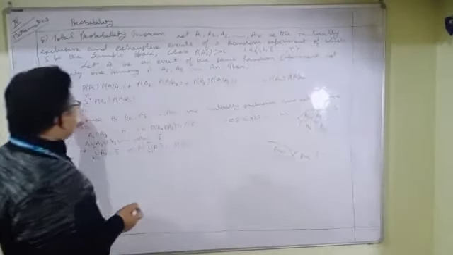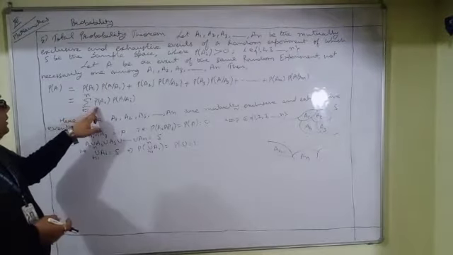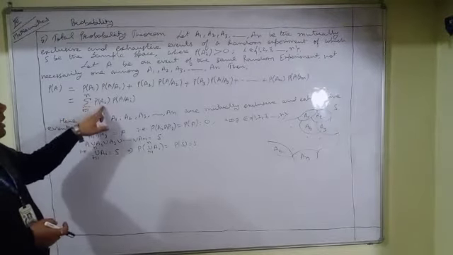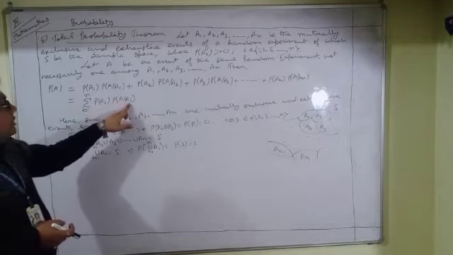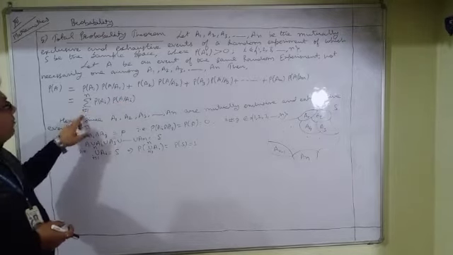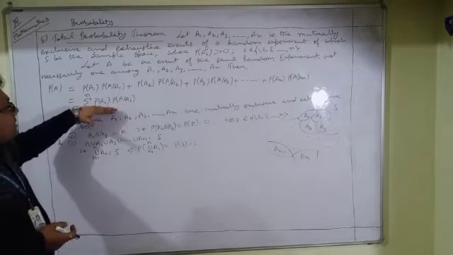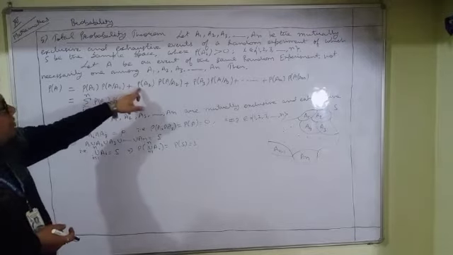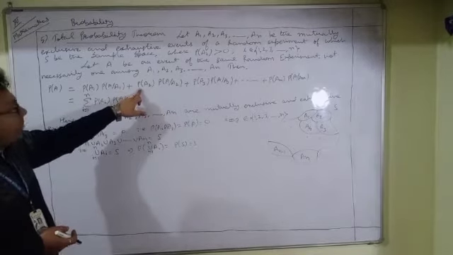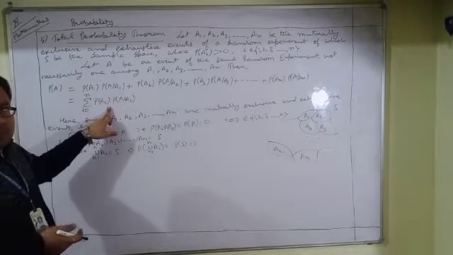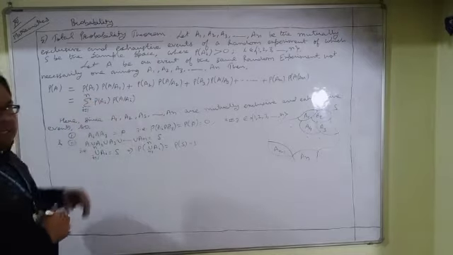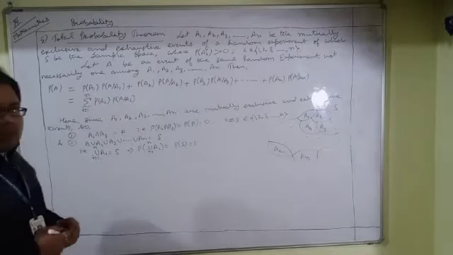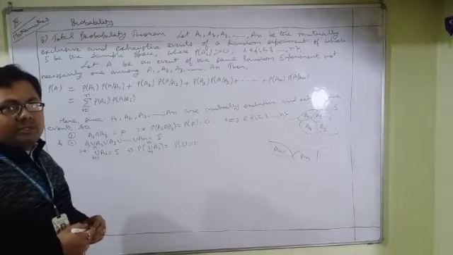We can also write this as sigma of P(Ai) into P(A given Ai), where i varies from 1 to n. So this is the precise notation or representation of this statement. This is the statement of the total probability theorem, and the proof of this theorem is exempted.